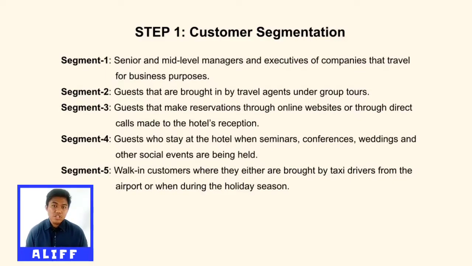Next, segment 3 consists of guests that make reservations through the online website or through a direct call to the hotel reception. They typically come and stay with families and friends and use most of the hotel's facilities. Then, segment 4 consists of guests who stay at the hotel when seminars, conferences, weddings and other social events are being held. These guests only pay for the room they rent, and their food and beverage are usually covered under the payment made for the banquet hall or ballroom. Segment 5 consists of walk-in customers, who are either brought by taxi from the airport or come during the holiday season. Usually, no discount is offered to these customers and they must pay for their breakfast.